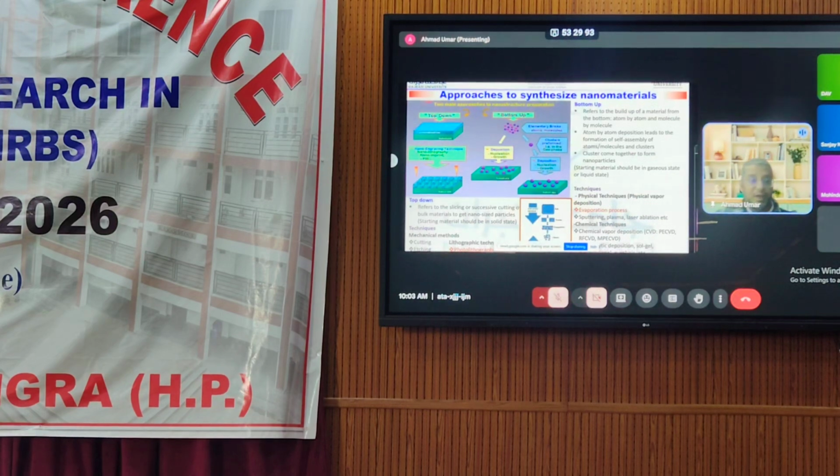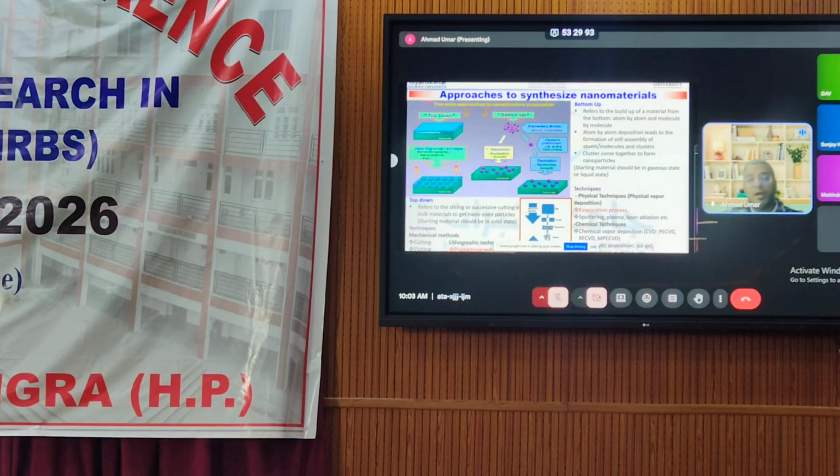Like we can have the mechanical methods. There are several mechanical methods like cutting, etching, grinding, ball milling, and also lithography processes like photolithography and electron beam lithography. So these are the techniques in which we can achieve the nano from the bulk.